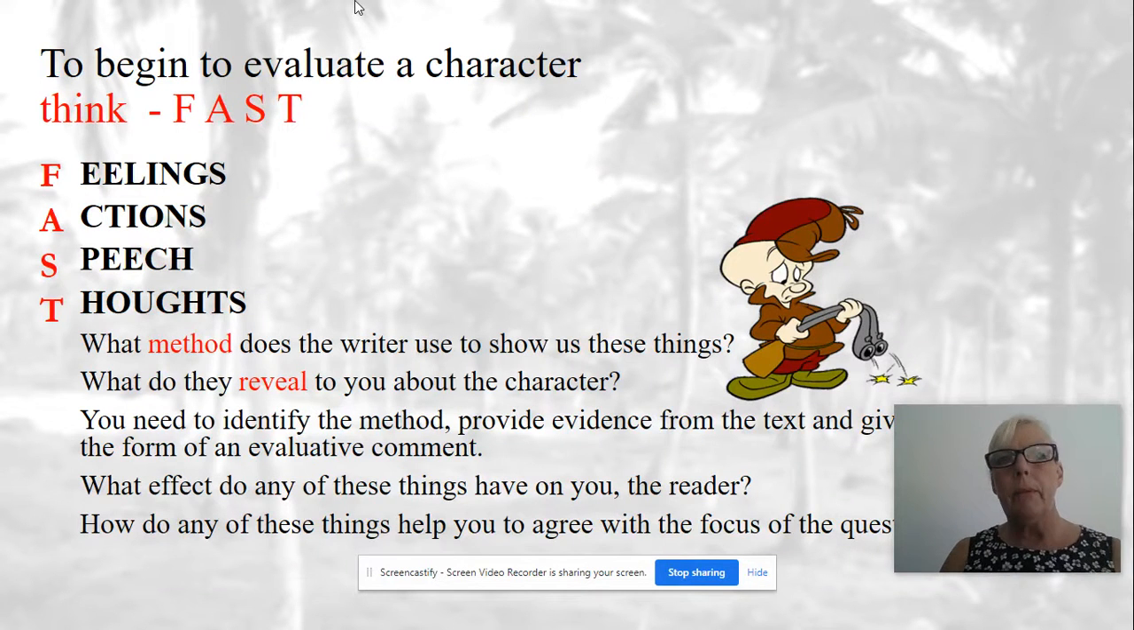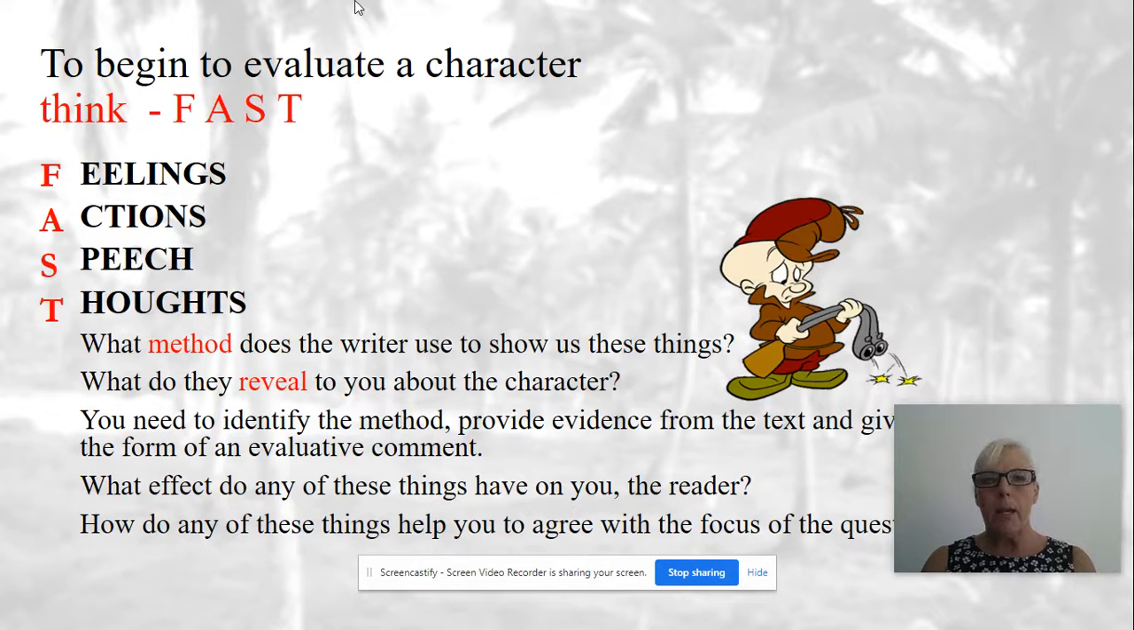So if we have a look, when the question asks you to evaluate a character, it's a really, really good idea to learn this acronym FAST. So think fast: Feelings, Actions, Speech, and Thoughts. Think about our character. What method does the writer use to show us these things? If you find some dialogue or speech in the text, mark it. What kind of method is that? It's dialogue, it's speech. We know that that's a structural technique. What do they reveal to you about the character?